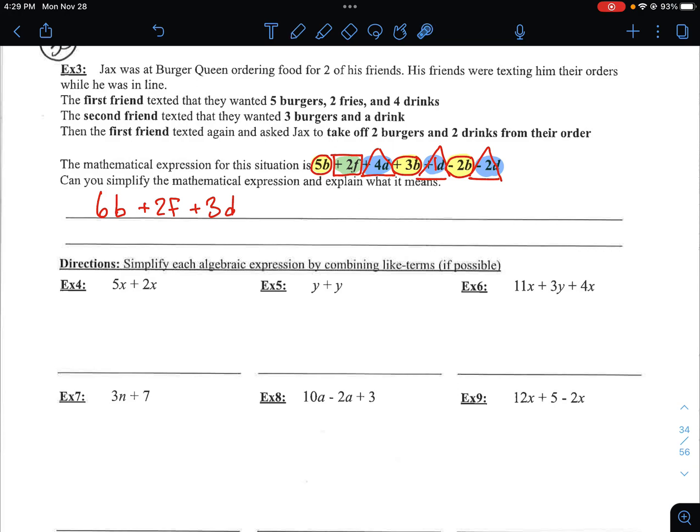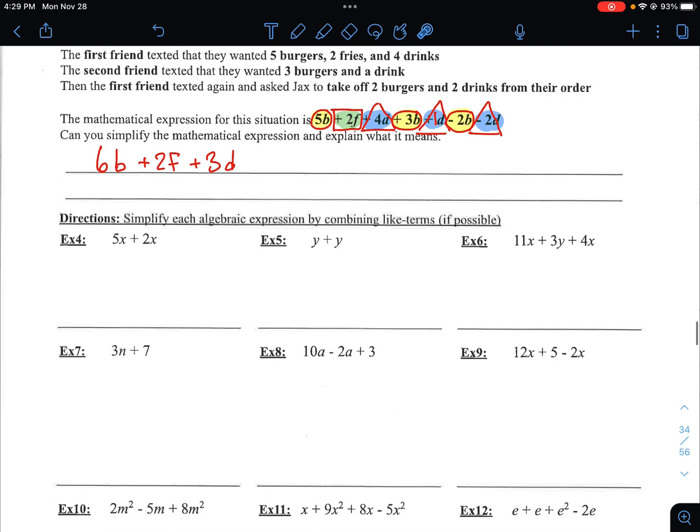So can we simplify the mathematical expression and explain what it means? Yes, we can say 6 burgers plus 2 fries plus 3 drinks. That is the explanation. He's going to order 6 burgers, 2 fries, and 3 drinks. You could also say he's ordering 6 burgers and 3 drinks and 2 fries. It doesn't really matter what the order is.